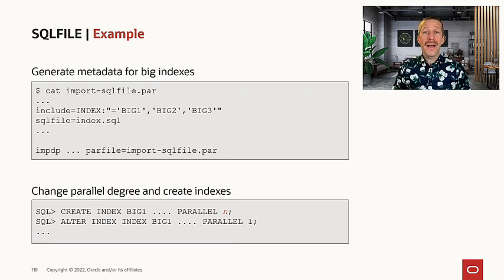Then I can combine the include clause with the SQL file clause to extract just the metadata information of the 3 indexes, big 1, big 2, and big 3, and put that into a file. I can then investigate the file, extract the DDL statements that I need to create the indexes, and then create the indexes in the database with a parallel degree that I find suitable for this specific case.